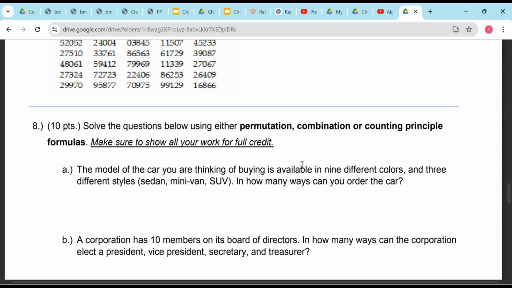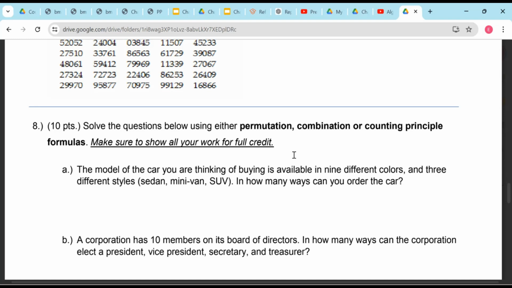So if you're buying a car and you can decide between the type of car, the color of the car, and the rims of the car, those are 3 different things. Let's say for the color of the car there are 9 colors, for the type of the car there are 2 types, and for the rims of the car there are 3 types. So you're going to multiply 9 times 2 times 3, and that's going to give you the total number of different arrangements that you can come up with given the type of car, the color, and the rims.